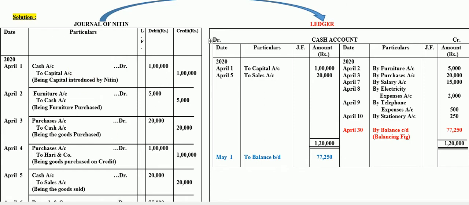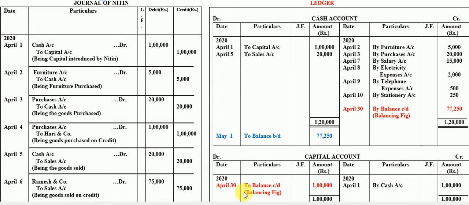Let's proceed towards another account. We'll prepare the account of capital. How will we prepare it? Just look at that. Now here you can see this is the capital account which we have prepared with the help of the journal. So right now, in the capital account, we also record the opposite item.